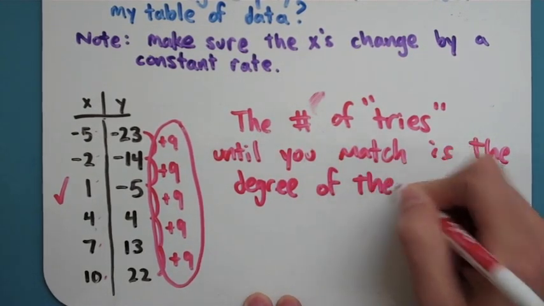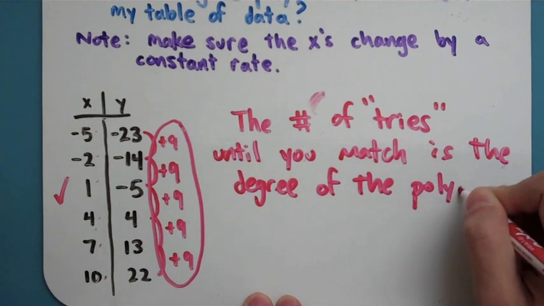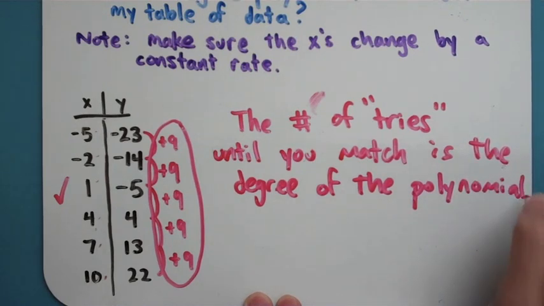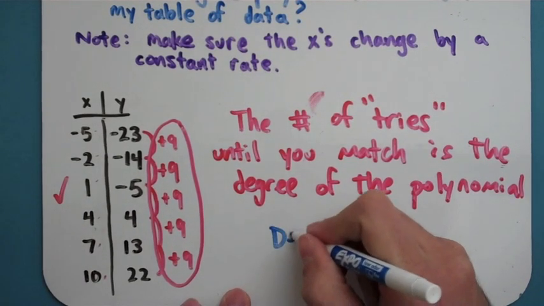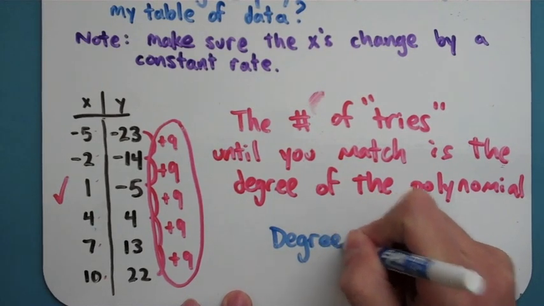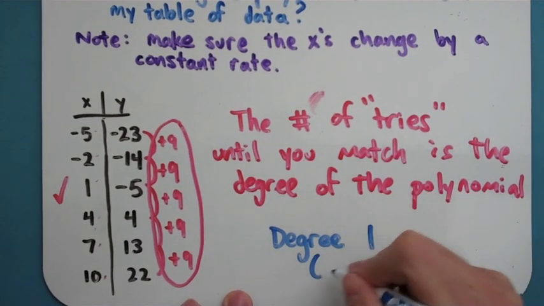So you're going to keep doing this process until you get the same number every single time, like we got all those nines. That's going to be the degree of your polynomial. So in our example right here, this table of data is degree... it matched on the first try. So we are degree one, which is linear.